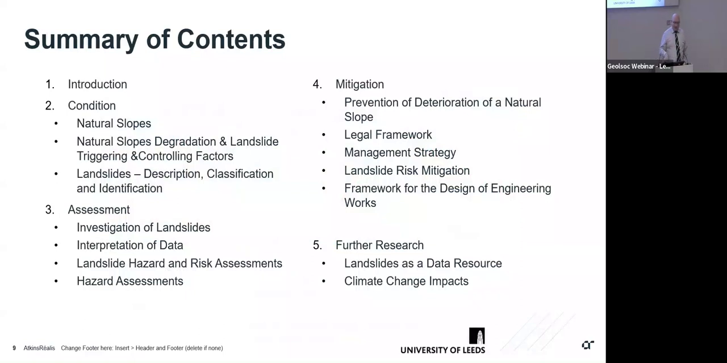If we look at the summary of contents within the document, we can break it down into a number of broad parts. First of all, we'll look at the condition of the asset for the moment, but it's broader than just an asset that we're dealing with, or condition of the slopes. We define what natural slopes are, for example. We look at some of the factors affecting deterioration, degradation. We look at landslides, their classification and identification. We look at how we can assess slopes. We look at the mitigation of slopes. And of course, we have to think a little bit about where we go in the future and what we do with future research. Because ultimately, of course, just as the landscape is dynamic, the science underpinning what we understand about natural slopes is also dynamic.